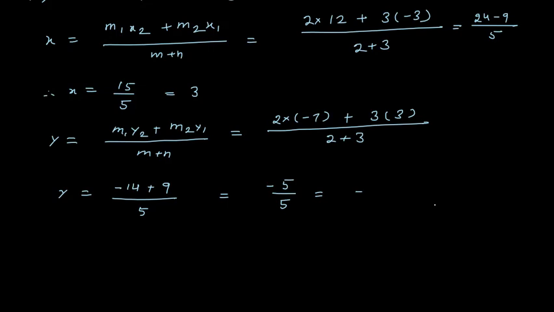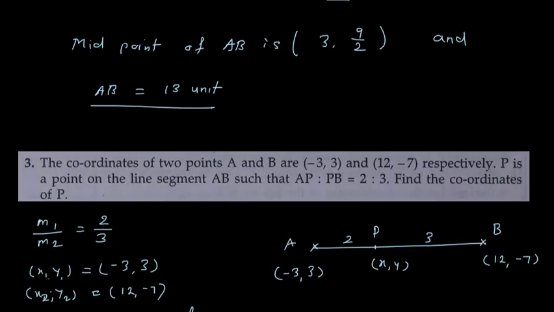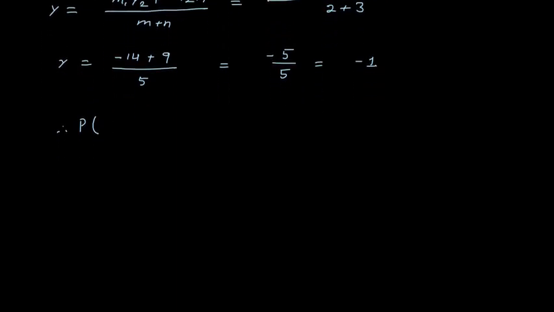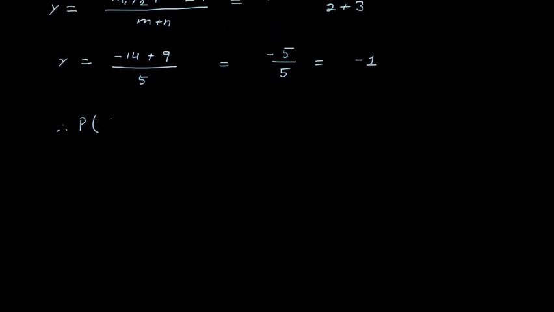Okay. So here we have to find the coordinates of point P. Therefore P is (3, -1). This is your point P. Third question done. Now fourth question.